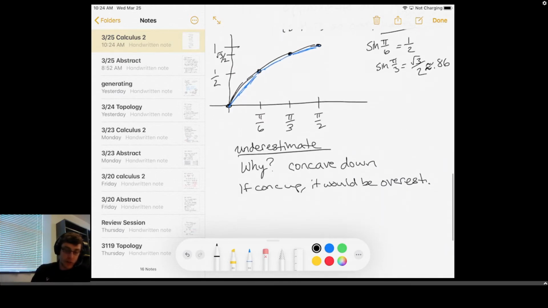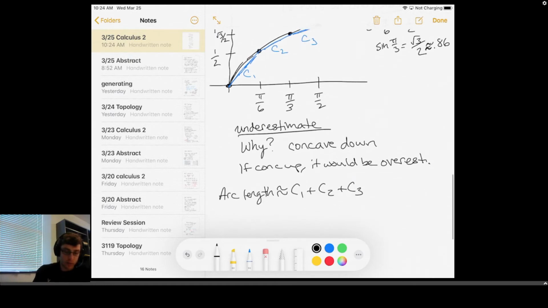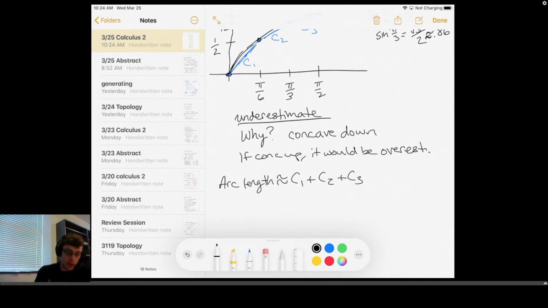So now we actually have to compute this thing. Maybe I'll give these names: C1, C2, C3 for their lengths. And so our approximation is roughly their sum. So how would I compute these? Let's do C1, for instance. How do I actually get C1?